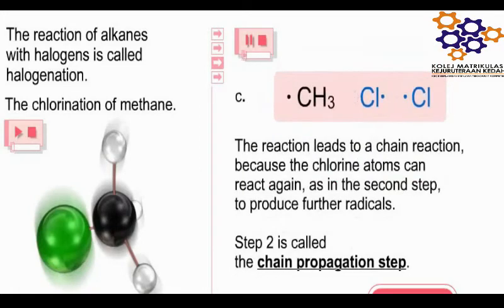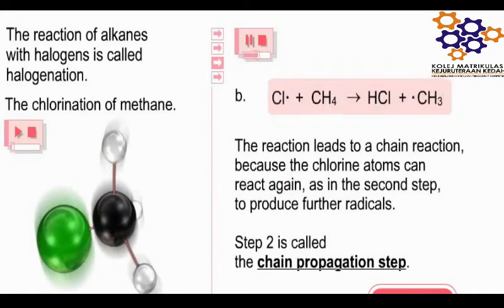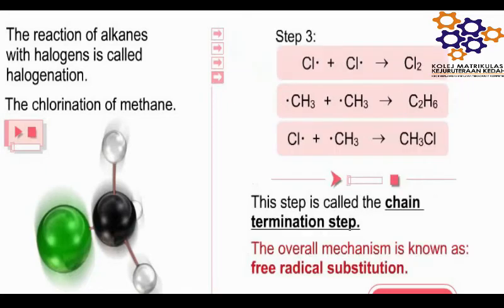The methyl radicals formed collide with chlorine molecules to form methyl chloride molecules and chlorine atoms. In steps 2A, B and C, further radicals are being formed. These steps are called the chain propagation steps. Thousands of methyl chloride molecules are formed for every photon of light absorbed.